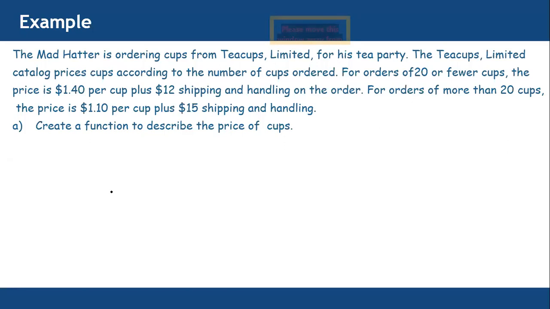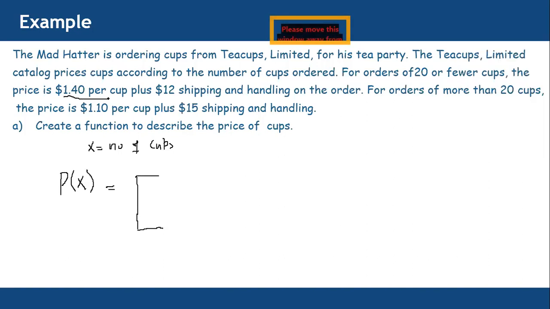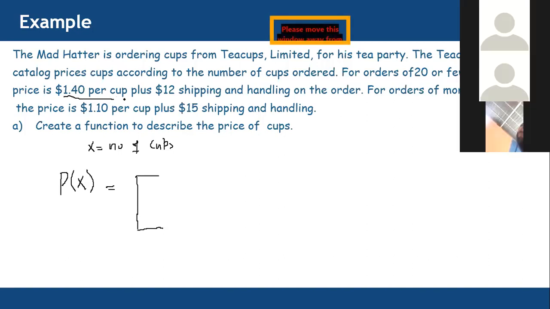So who will tell me the function for this? Yes, the price depends upon the number of cups, where x is the number of cups. Yes, first part. For orders of 20 or fewer cups, the price is 1.4 per cup plus 12 shipping and handling.